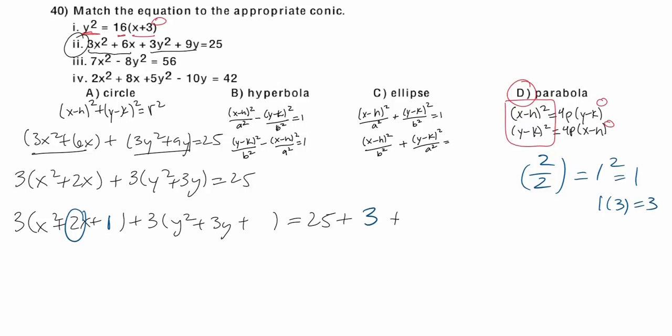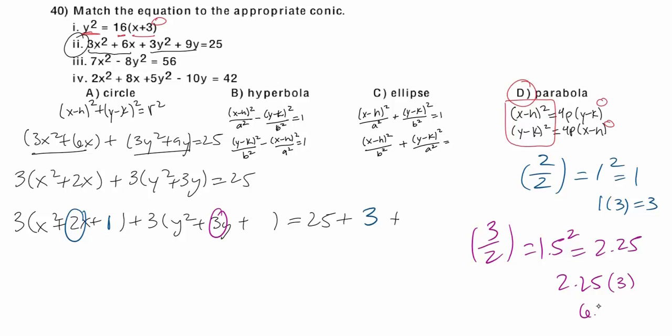Then we have to complete the square with our y's as well. So we have 3 here, and that'll be 3 over 2 equals 1.5. And we square that, it will equal 2.25. And if we times 2.25 with 3, that will equal 6.75. So we can add the 6.75 here, and then this number will be added to this side, so 2.25.